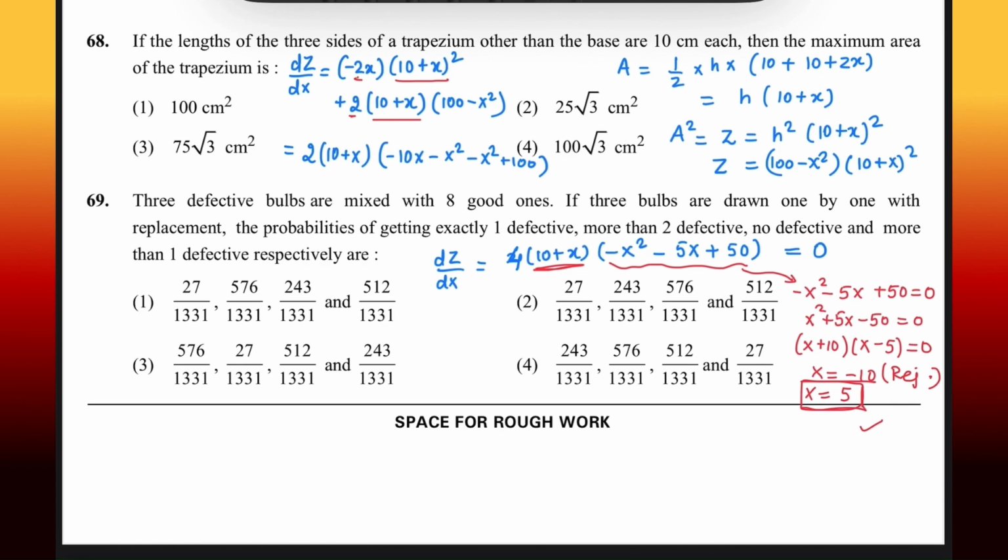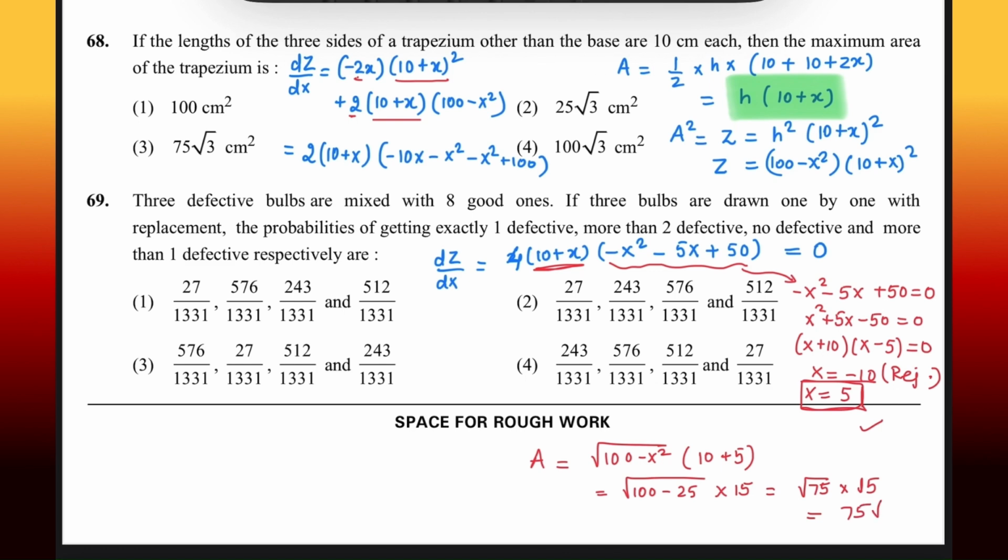And what was the area of trapezium? Area of trapezium was h times 10 plus x. What was h? h was the square root of 100 minus x square, into 10 plus 5. So that gives you the square root of 100 minus 25, into 15. And what is square root of 75 into 15? It is 75 root 3 after simplification. So the final answer for this question is option number 3.